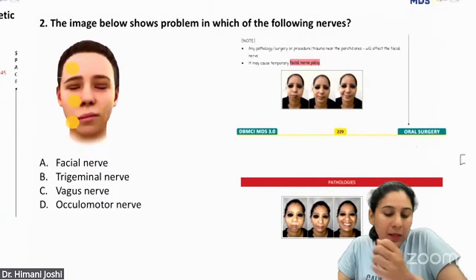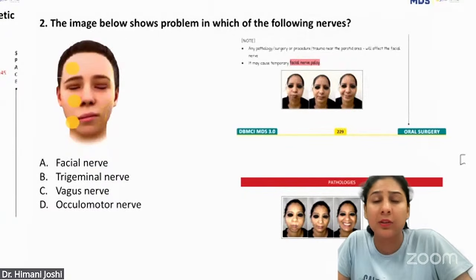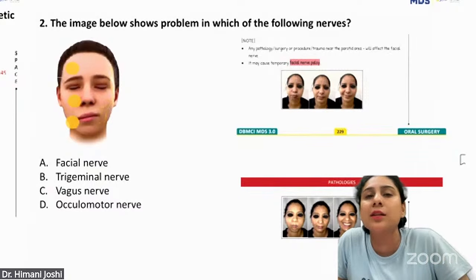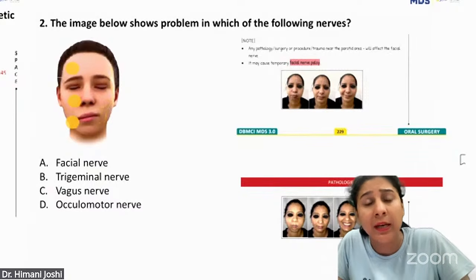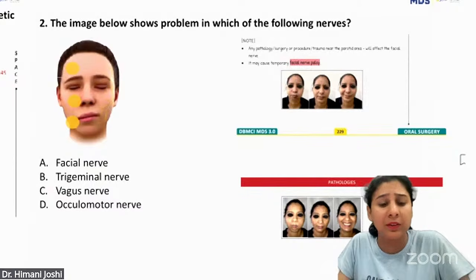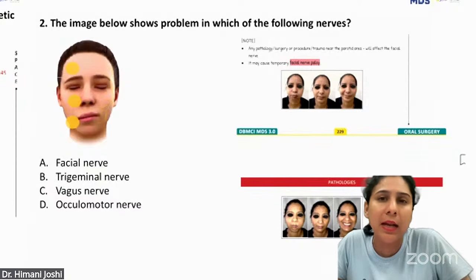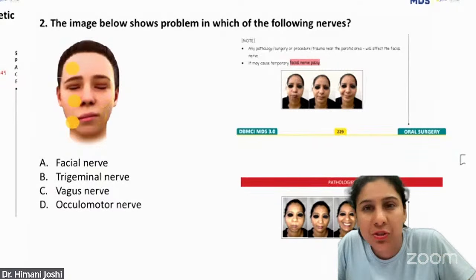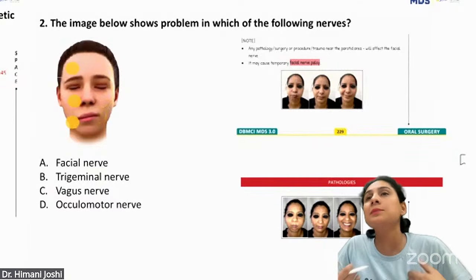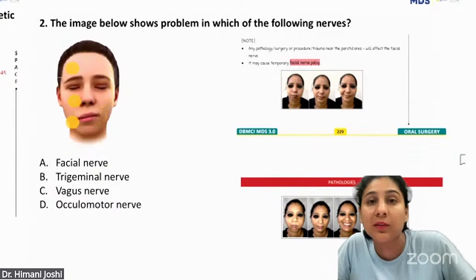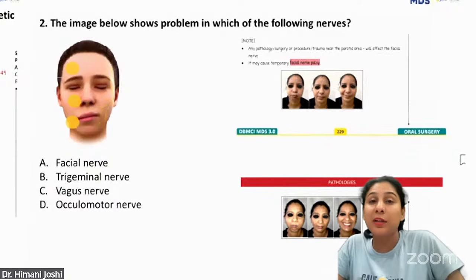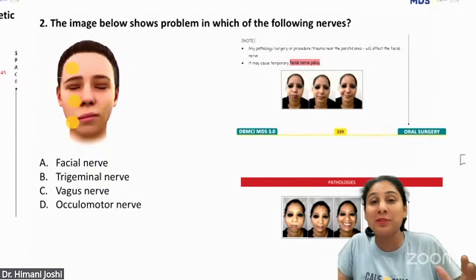Another question, the image below shows a problem in which of the following nerves? Like I've said yesterday in my analysis also, a lot of repetitive questions were there. Pharyngeal arch questions were repetitive. Thyroid questions were very repetitive with slightly different options and answers. Anemia questions were very, very repetitive. Similarly, the examiner was in love with the facial nerve, or maybe somebody in his house had Bell's palsy, and the paper was full of facial nerve.